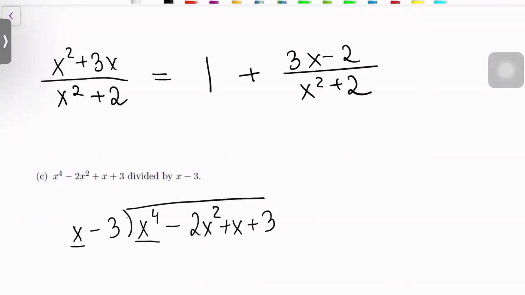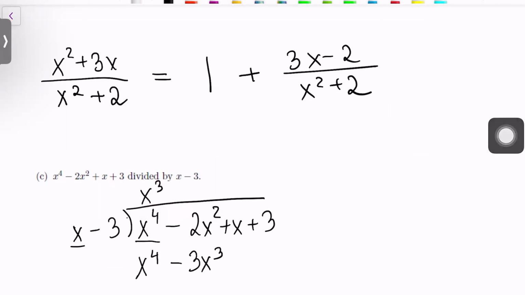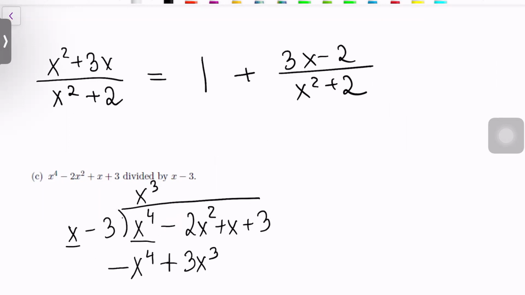x to the power 4 divided by x. What will I get? x cubed, right? Because it's just lowering the power of x by 1 if you divide by x, right? Okay, so then you multiply back. x cubed times x, so that's going to be x to the power 4. x cubed times negative 3, right? So that's going to be minus 3x cubed. Remember, this one you want to subtract. So now we're going to distribute minus, which will change the signs, right?